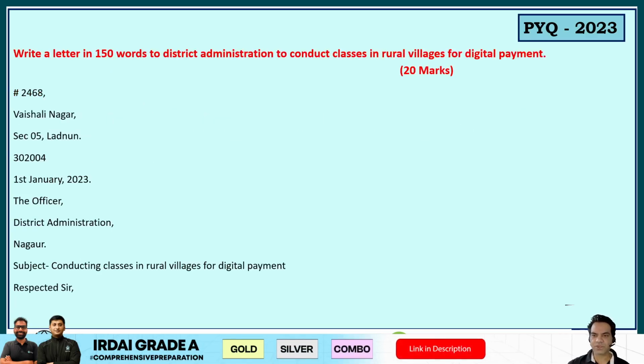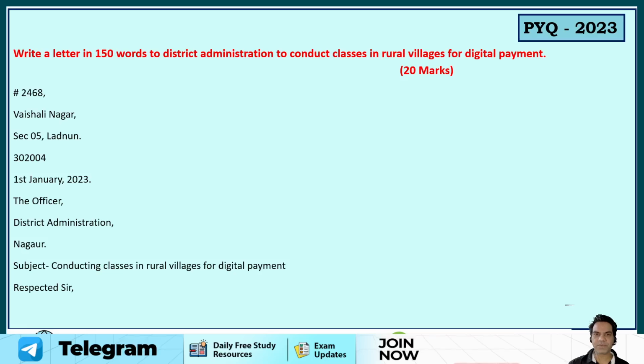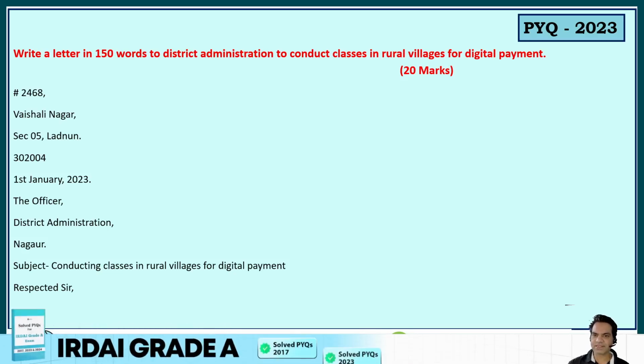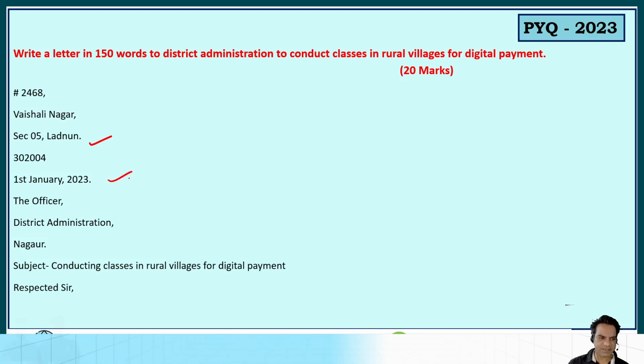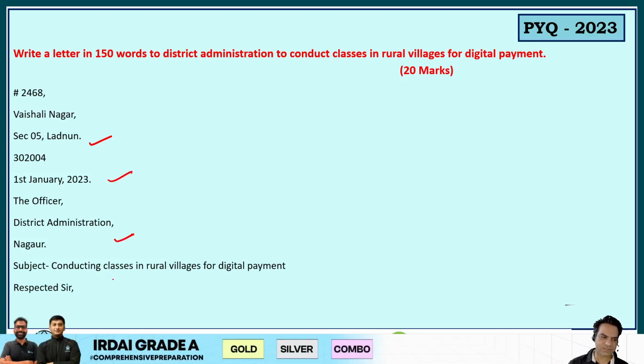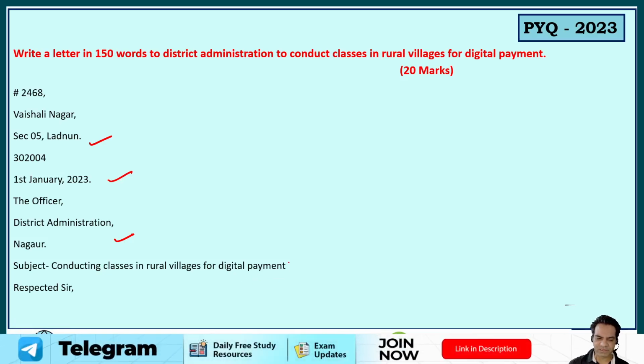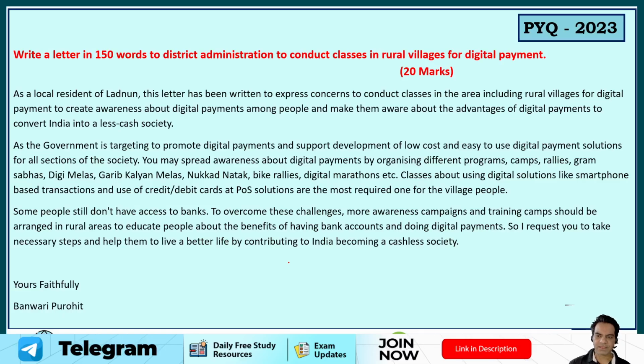And the other choice for a letter was there were 2 topics given. You had to choose one out of them. Second was write a letter in 150 words to district administration to conduct classes in rural villages for digital payment. So you start with again sender's address, date, then receiver's address, the officer, district administration, Nagaur, subject: conducting classes in rural villages for digital payment. Then this should be the body.